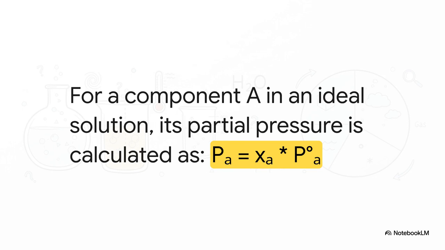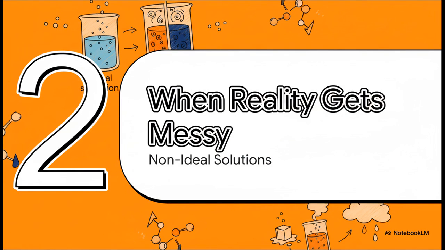The vapor pressure you get from component A is just its percentage in the mix times the pressure it would have all by itself. See? Perfect, predictable math. But as we've already seen with that sulfuric acid, reality is rarely this neat and tidy. Okay, so let's leave that perfect world behind for a minute, because most solutions you'll ever encounter are, well, messy. They're what we call real or non-ideal solutions, and this is where those simple rules start to bend and break.